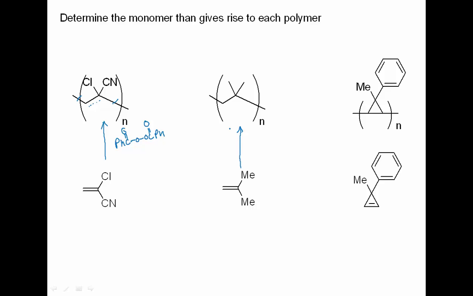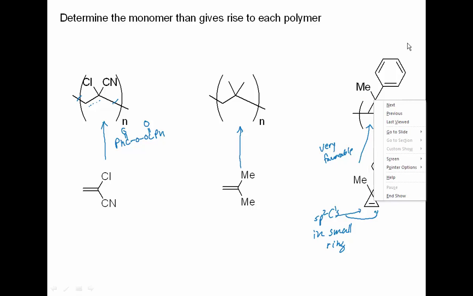The polymer that you see here, okay, this one comes from the cyclopropene, and of course this would be actually a very favorable process, right? Because here we have sp2 carbons in a small ring, and here when we get to the product we only have sp3 carbons, as you can see right there. Okay? Alright, so that would be a very favorable polymerization.